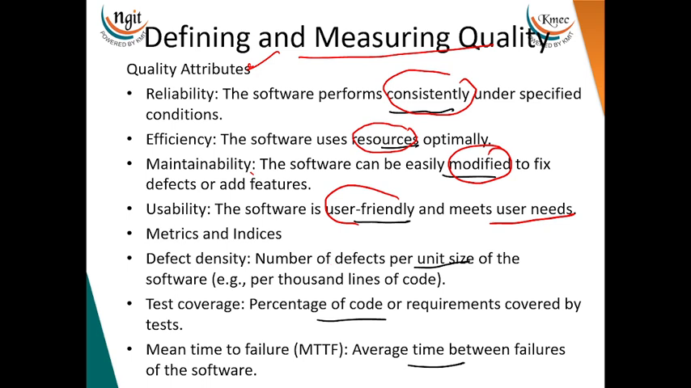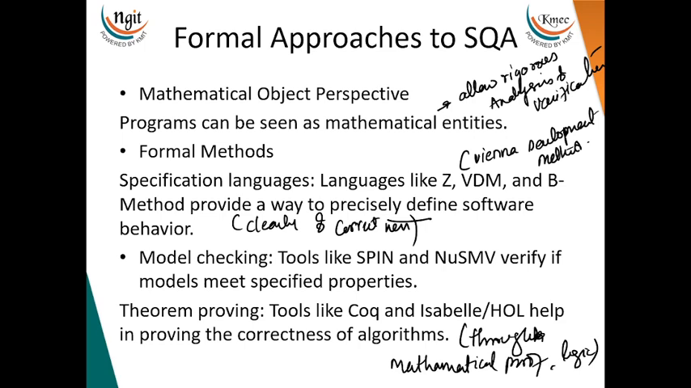Metrics and indicators: defect density, the number of defects per unit size, like per thousand lines, what is the defect rate of the code. Test coverage, the percentage of code or requirements covered by the tests. What are the tests? Mean time to failure, the average time between failures. What is mean time to failure? It is the average time between failures of the software. We are going to calculate this later as we move on. But MTTF is nothing but the average time between failures of the software. What are the failure points of the software? We are going to see this.